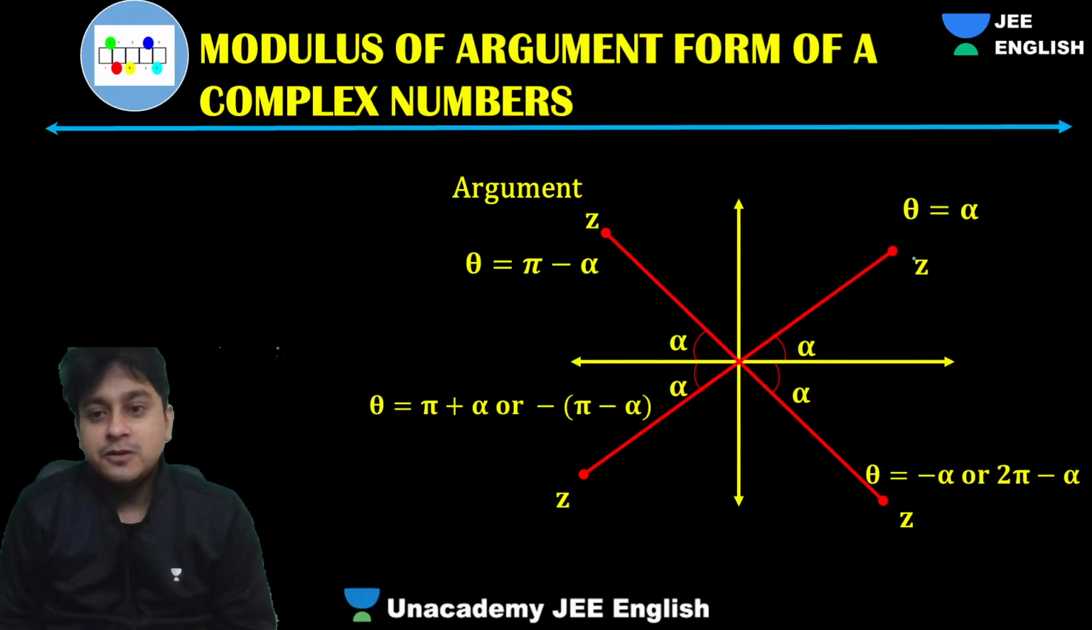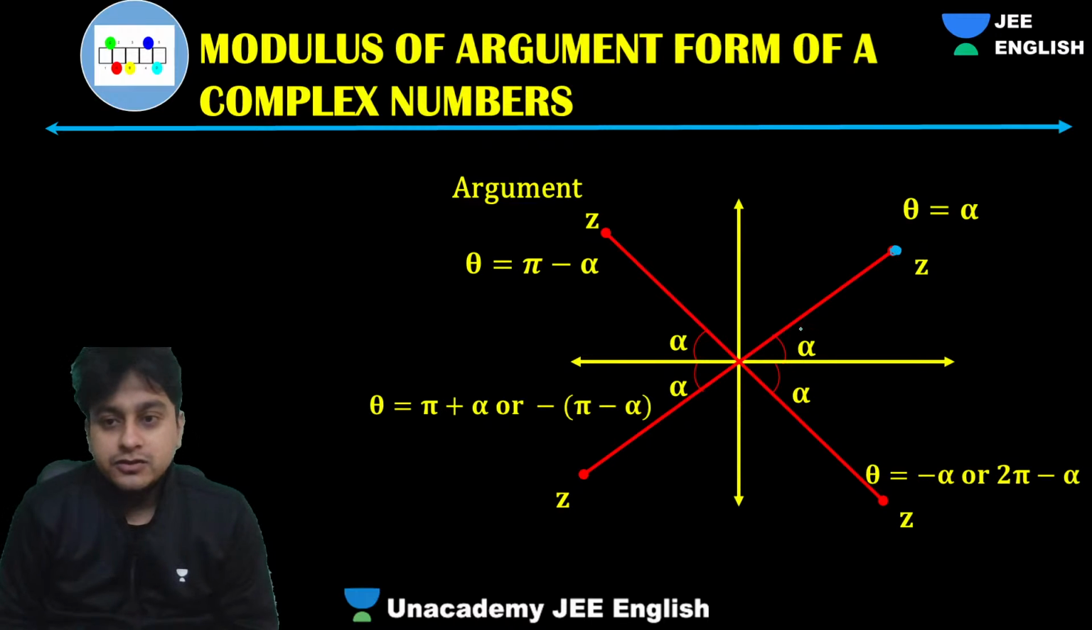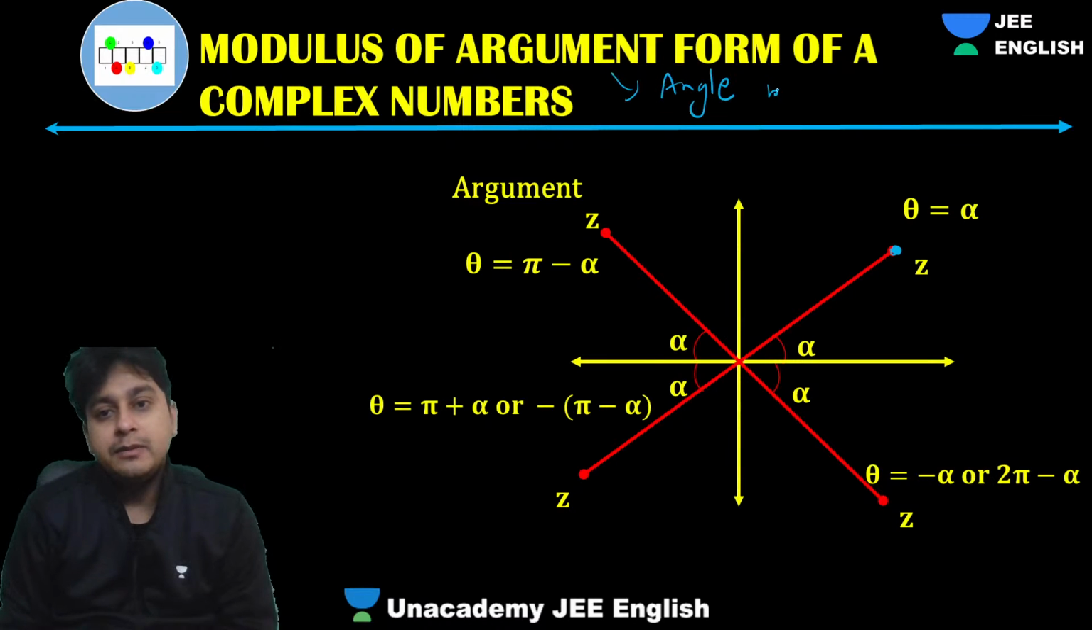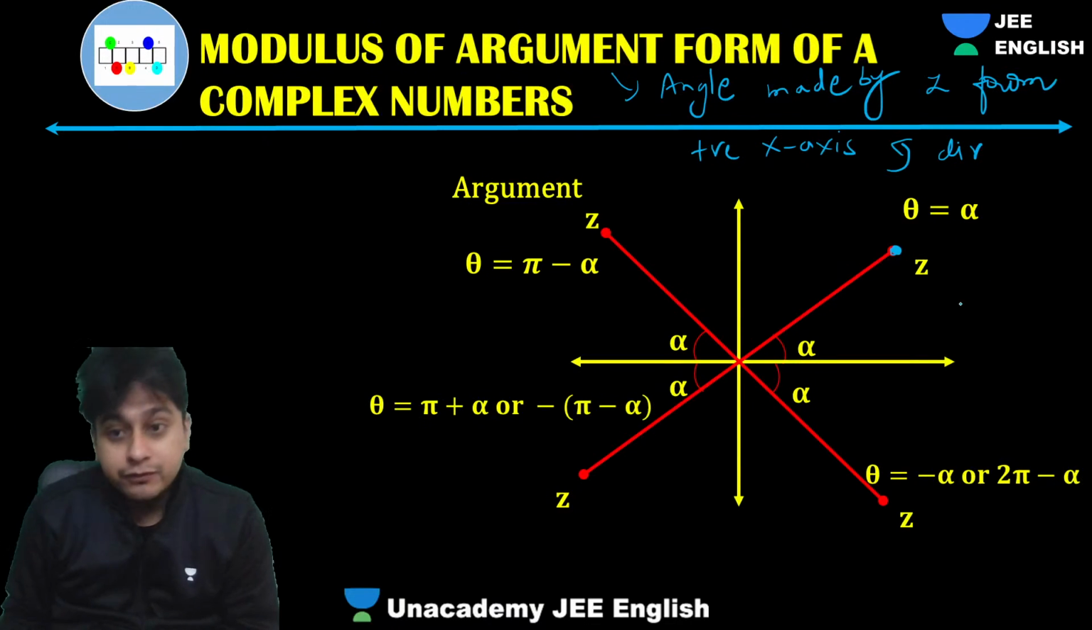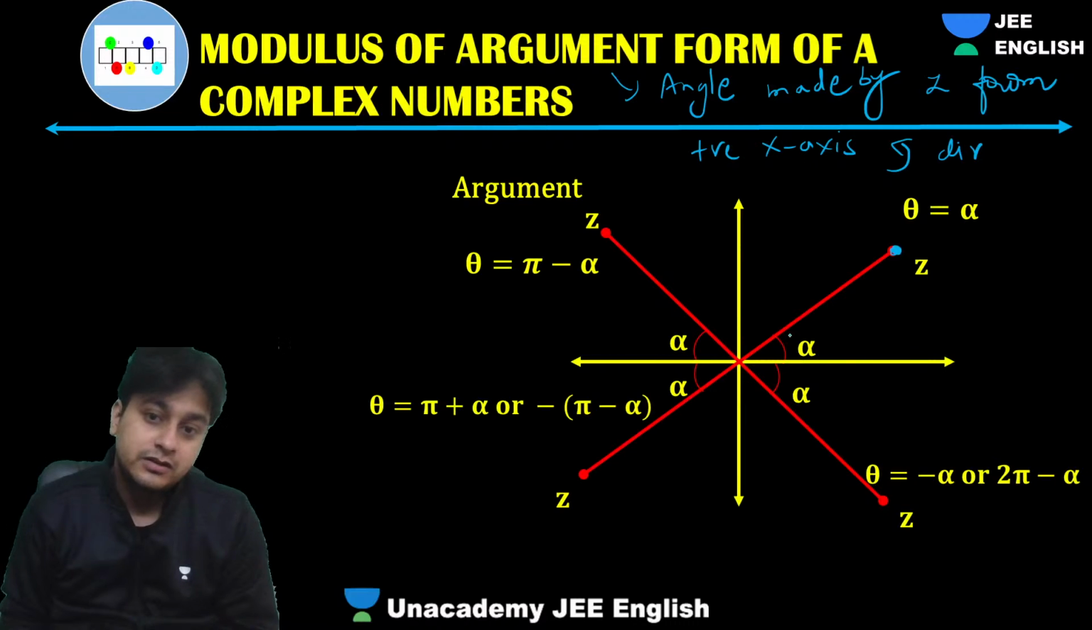Okay, so guys, obviously, see here, first case is, let's suppose the complex number is in the first quadrant. Okay, so guys, what is the argument actually? Argument is the angle made by z from the positive x-axis. Okay, positive x-axis in anti-clockwise direction. So that is very, very important. We have to go in anti-clockwise direction.